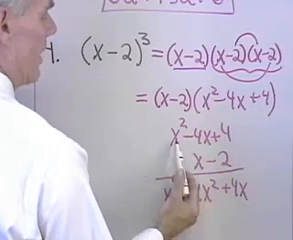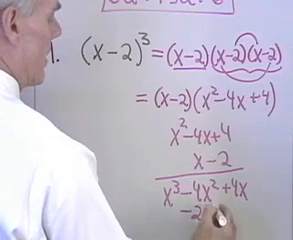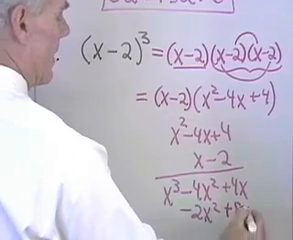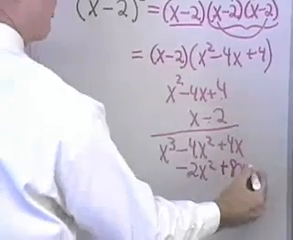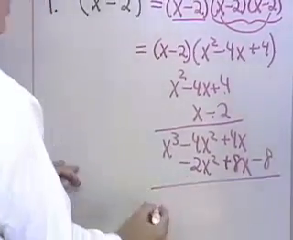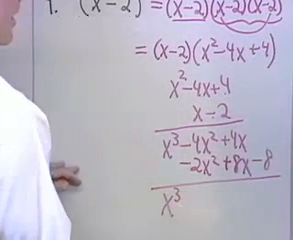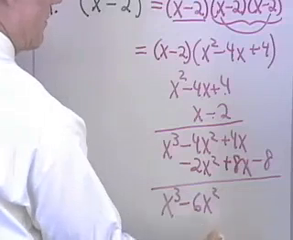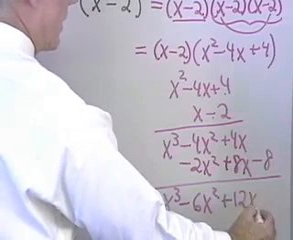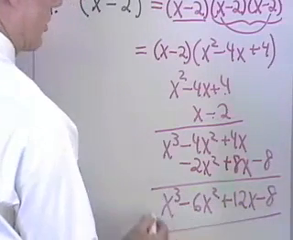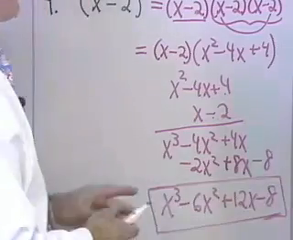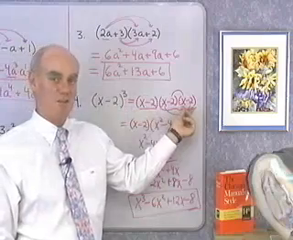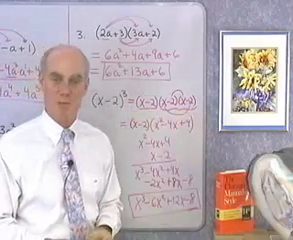Now, negative 2 times x squared, negative 2x squared. Negative 2 times negative 4x, positive 8x. Negative 2 times positive 4, negative 8. So here's my column arrangement again. Now I'll just add similar terms and get x cubed minus 6x squared plus 12x minus 8. So there is the answer to the quantity x minus 2 cubed. It'll be x minus 2 times x minus 2 times x minus 2. And that's a look at some problems that involve multiplication with polynomials.